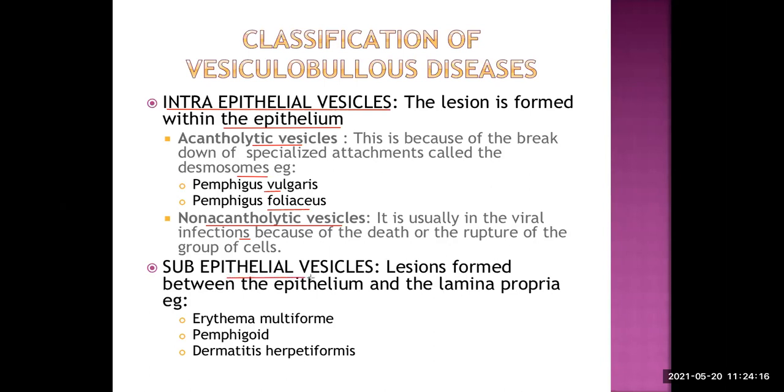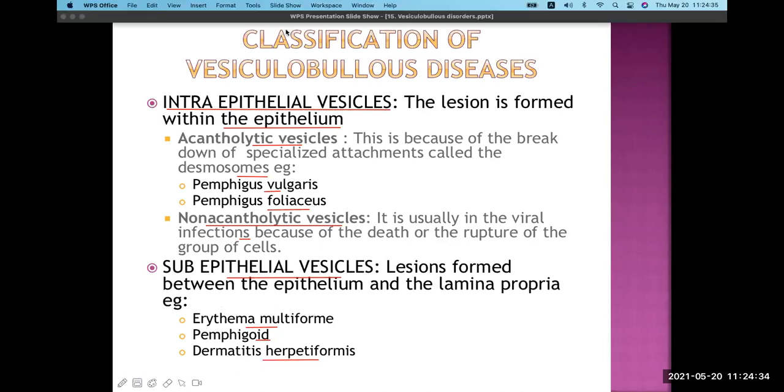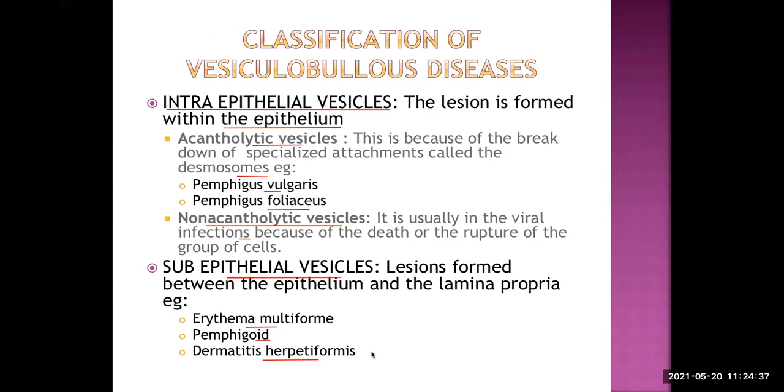Another is subepithelial vesicles, meaning below the epithelium, mainly in the lamina propria region. So these are erythema multiforme, pemphigoid, also known as bullous pemphigoid, and then dermatitis herpetiformis. Now, this dermatitis herpetiformis is associated with one of the common disorders of the GI tract.